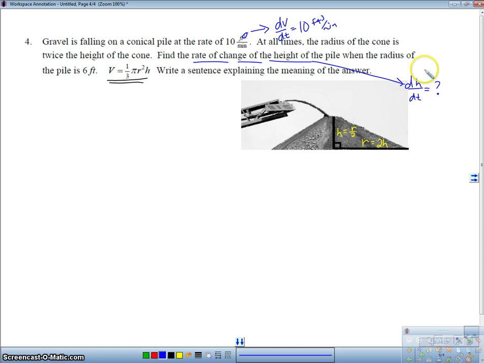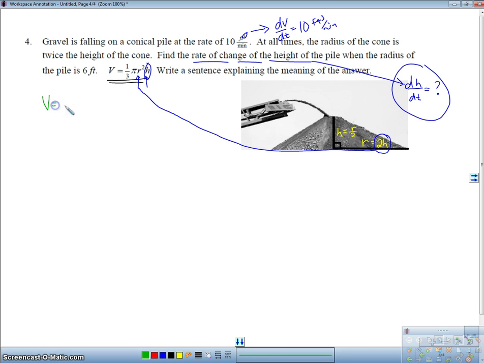I know I'm looking for dh/dt, and I've got two variables here. I don't want to deal with both variables. I'd like to just deal with the h, because I have no idea what the rate of change of r is doing. If I did multiply this, I'd have to know what dr/dt is, because I need to plug it in somewhere. So I don't want that r to begin with. What I'm going to do is substitute 2h in for r. That'll be the first thing I do. So let's do that.